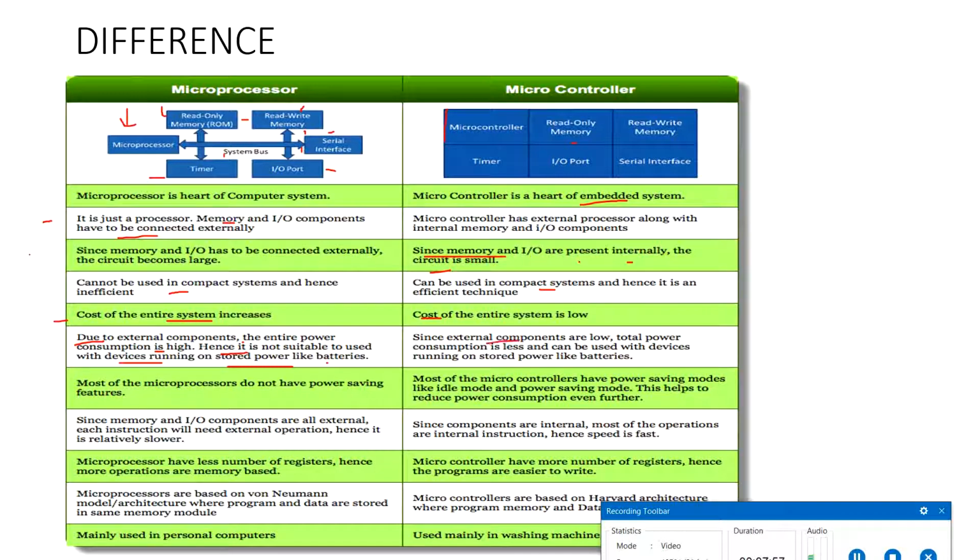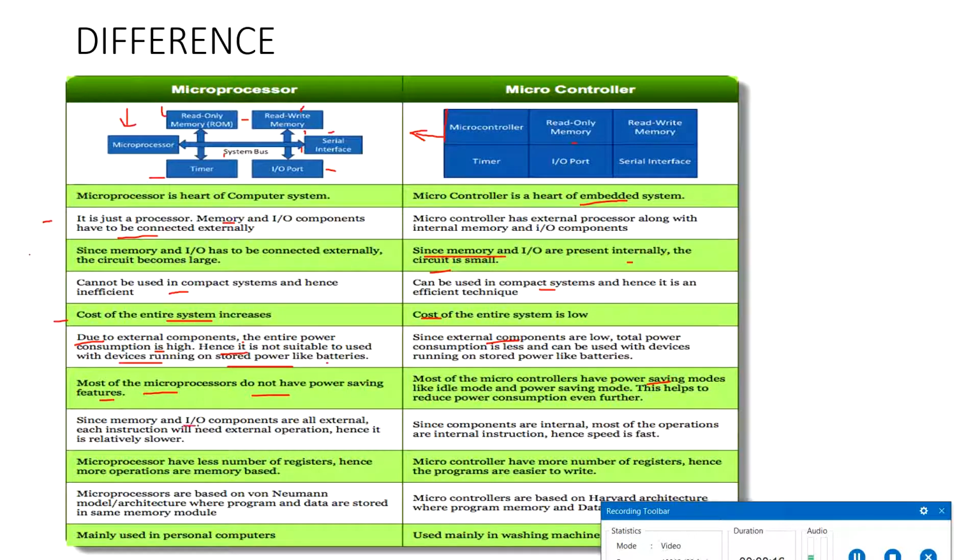Whereas over here, everything will be connected on only one board. So the complete kit is given to only one power supply. Only one power supply is sufficient to switch on the microcontroller. Most of the microprocessors do not have power saving features, right? Whereas in microcontrollers, you have power saving modes.